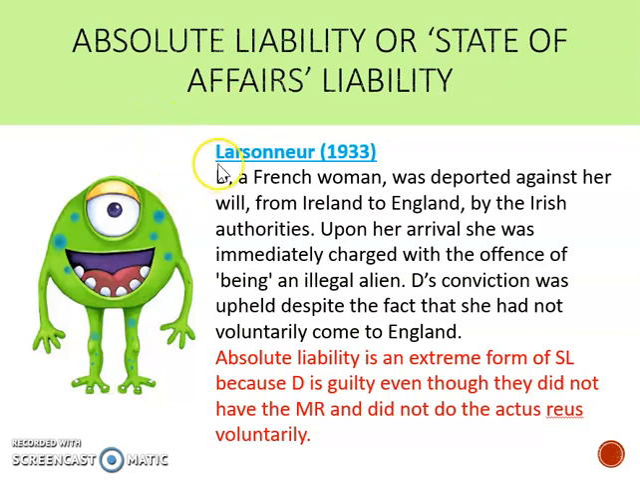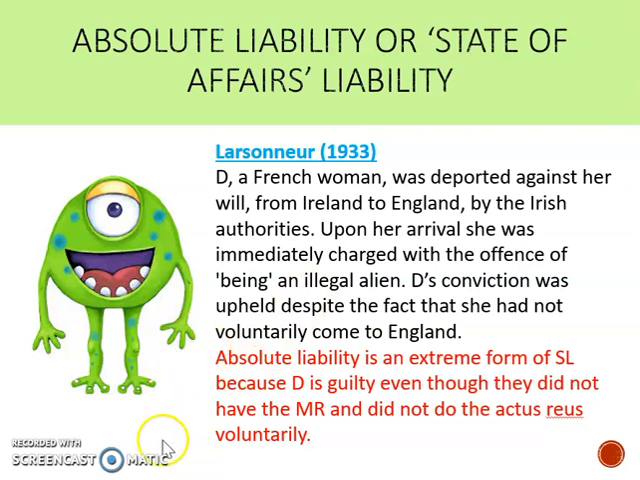The first one's Larsonneur. And in Larsonneur, we had a French woman who was deported against her will from Ireland to England. And as soon as she arrived in England, she was charged with the offence of being an illegal alien, i.e. she wasn't allowed to be in England. Her conviction was upheld despite the fact that she hadn't voluntarily come to England. So Ireland, if you like, have dragged her to England and she's arrested in England for being there illegally. That seems really, really unfair.